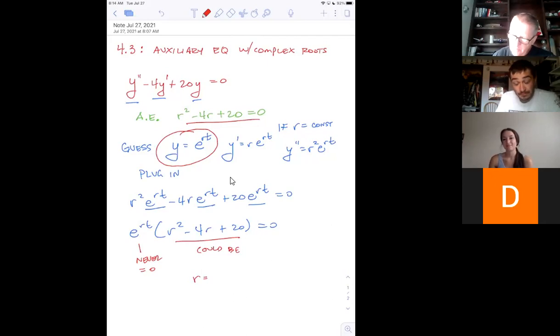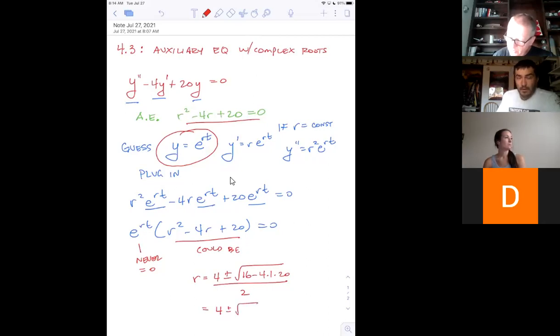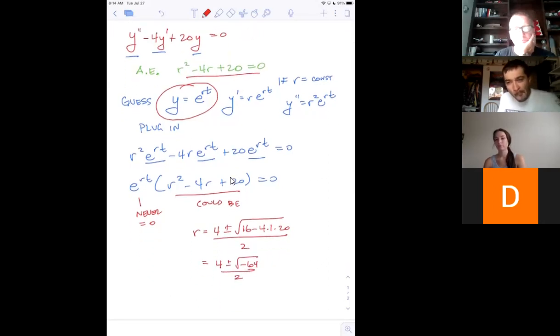Yeah, quadratic formula. So we say negative b, so that'd be plus 4 plus or minus the square root of b squared minus 4 times a, which is 1, times c, which is 20, all divided by 2 times a. And that gives us 4 plus or minus, let's see, that'd be 16 minus 80, which is, ooh, not good, negative 64 over 2. And so, again, your first reaction to this should be, there's no r. Like, well, there is an r, but it's imaginary.